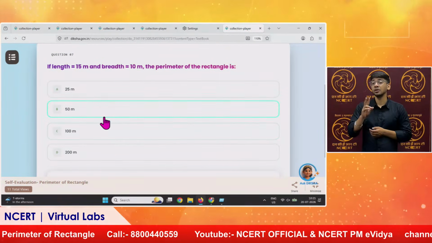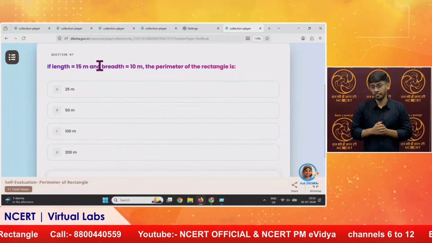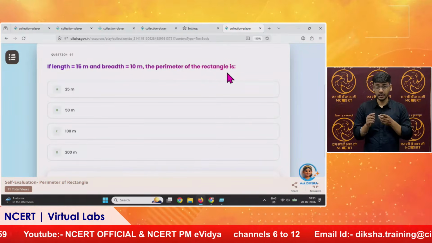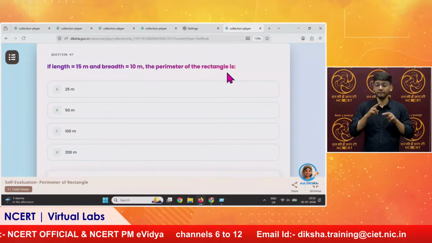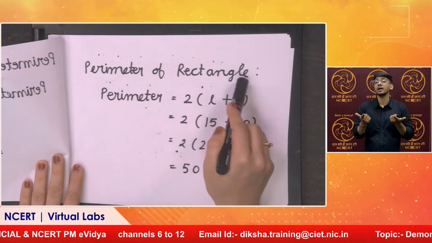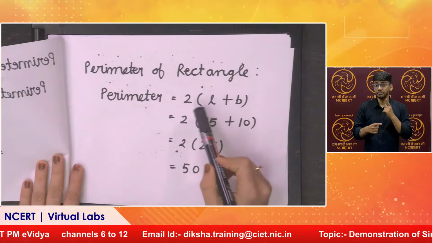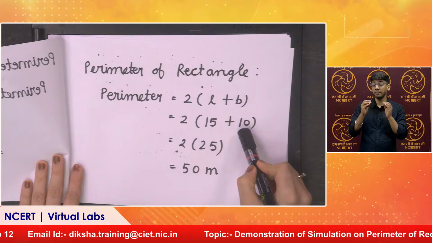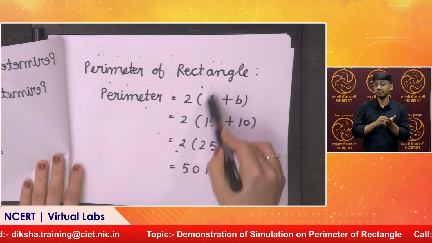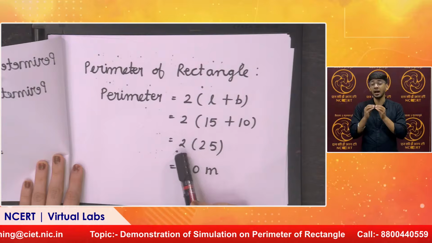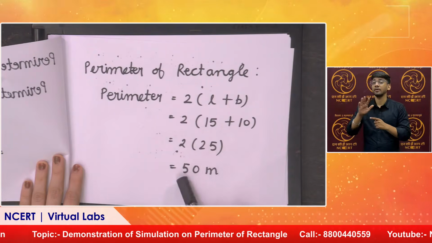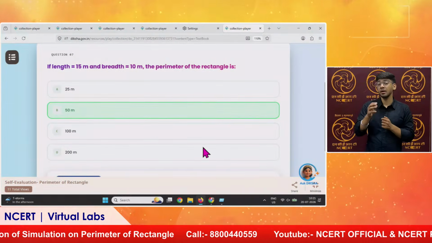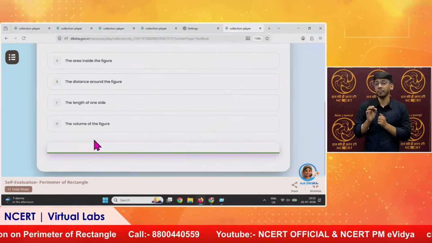Again the next question: length is given, breadth is given, we have to find the perimeter of the rectangle. So again we have the formula, the perimeter of a rectangle is 2 into L plus B. Here the length is 15 and the breadth is 10 meter. We have to put the values in length and breadth, then we get 2 into 25 and this answer is 50 meter. So the correct option is option B. We have to select option B and move to the next one.